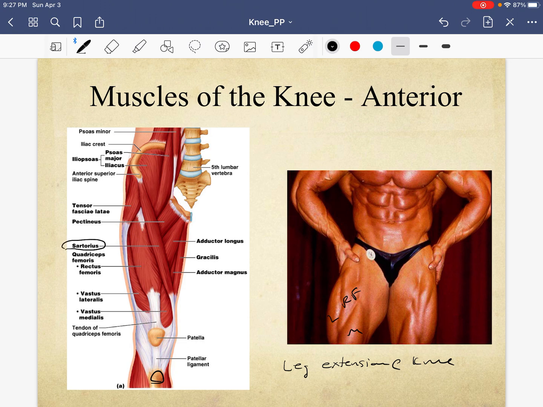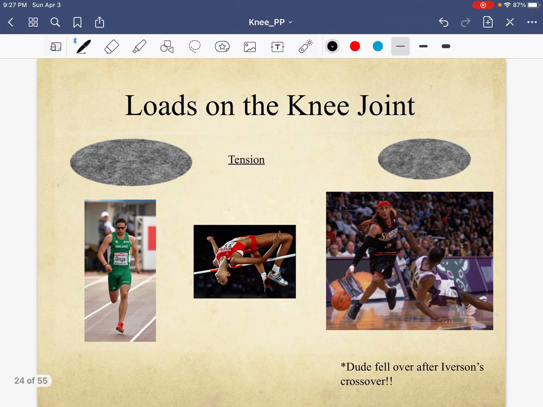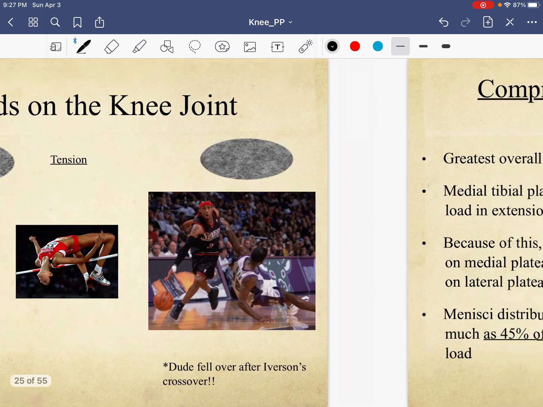Things to review. We talked about the sartorius. We'll review in lab the functions of it. And we talked about the gracilis. So I told you that the gracilis is a hip adductor. And it reminds me of the seam of your pants because it's superficial and it runs straight up and down along your inner thigh.